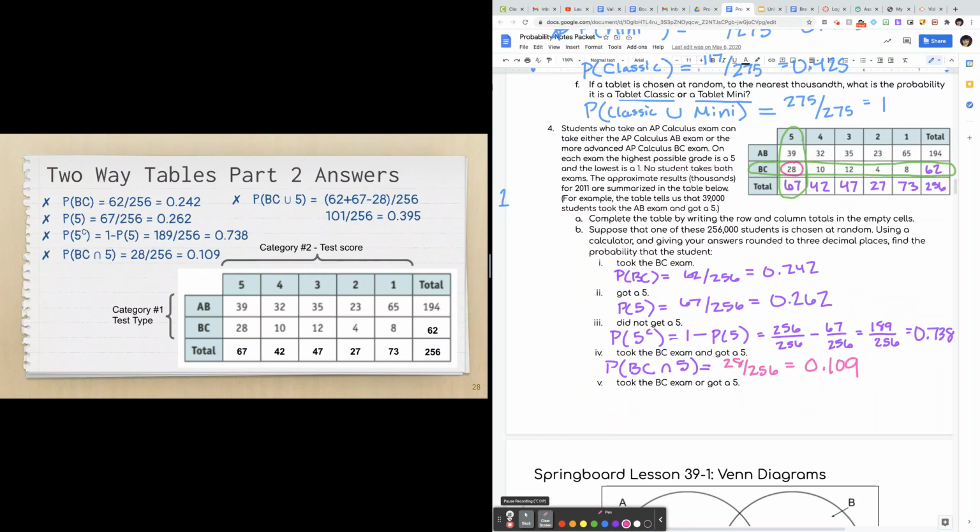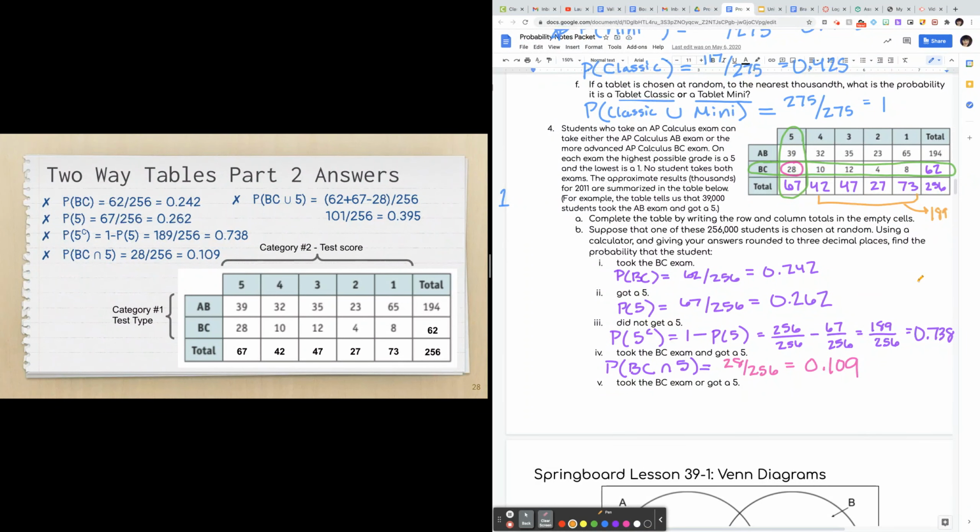You could say, well, if they didn't get a 5, that means they had to have gotten a 4, a 3, a 2, or a 1. So you could have added all of those up together, right? That would be one way, okay? Right, so like you would have added these 4 right here. Right? And if you add all those up, you do get 189, okay?